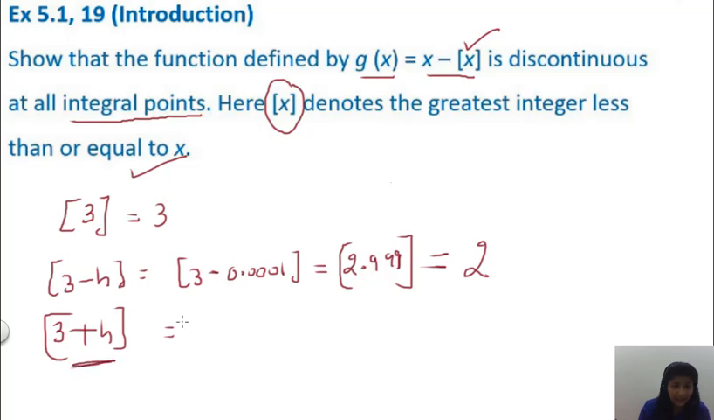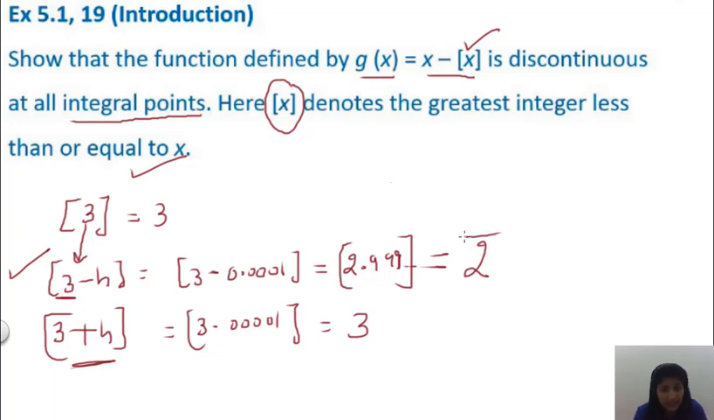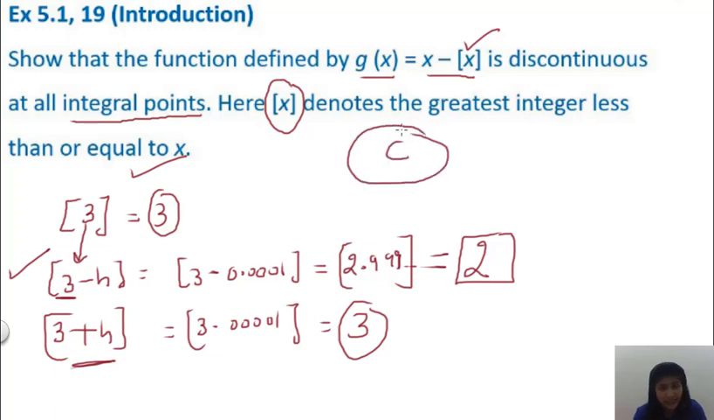But in the case of 3 plus h, it will be 3 point something 00001 suppose, right? So the answer for this will be 3. So observe carefully, when we will be solving the LHL and we subtract something from the integer in the greatest integer function, the answer will be 1 less than the number, right? So using these, we are going to solve it at any integral point. So let us see, the point is c. Okay, c represents any integer. Let us solve it on a different sheet.